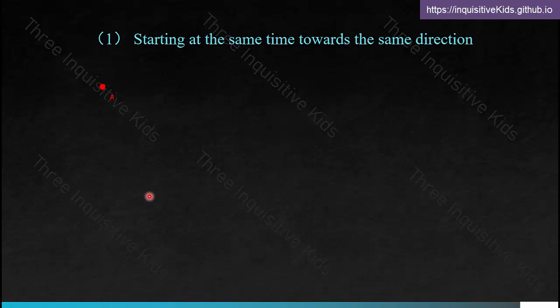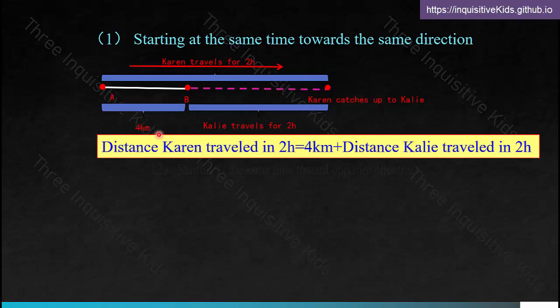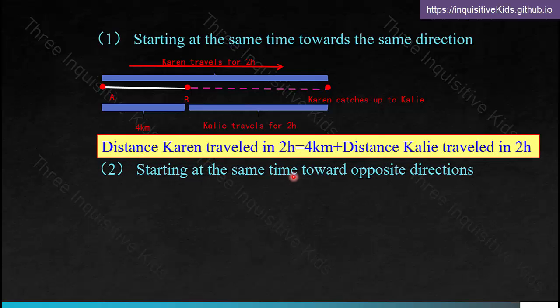So this is scenario number 1. If they're starting at the same time towards the same direction, right? So Karen travels for 2 hours. And this is the point where Karen catches up to Kaylee. This part, Kaylee travels for 2 hours. So the distance Karen traveled in 2 hours is equal to 4 kilometers plus the distance Kaylee traveled in 2 hours. Right, so you can see here, this is the amount of distance that Karen traveled in 2 hours. This is also equal to the amount that Kaylee traveled at the same time plus 4 kilometers, which was her head start.